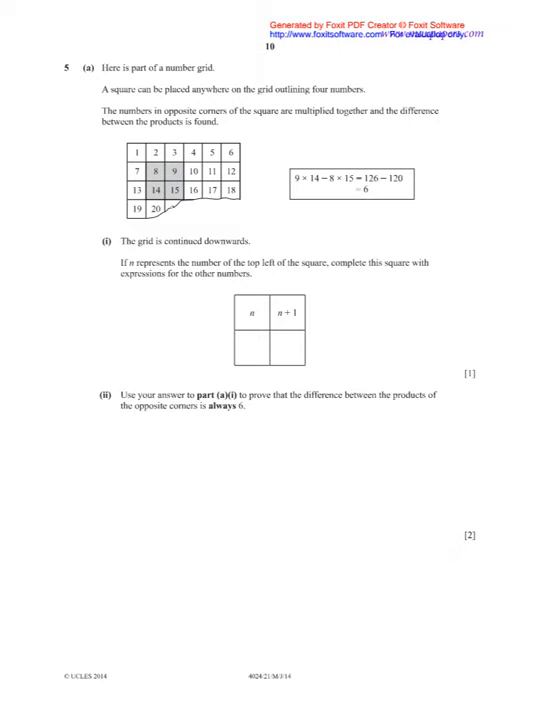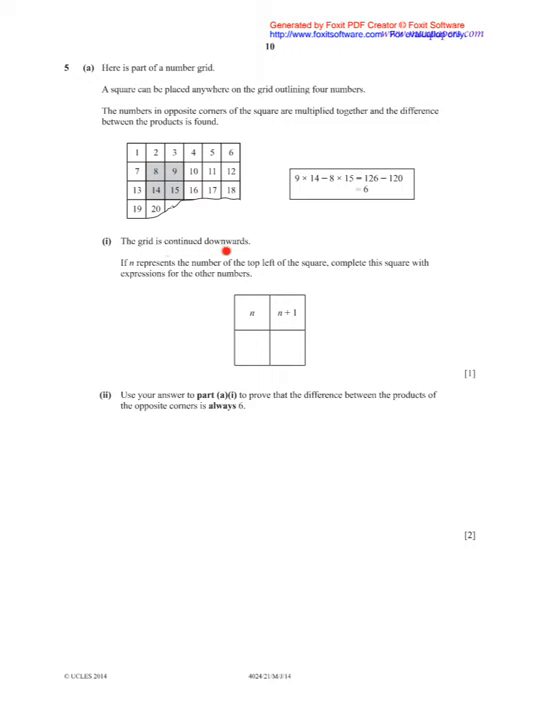It's question number 5 from the topic nth term. It says that a square can be placed anywhere on the grid outlining 4 numbers. These are the 4 numbers. The numbers in opposite corners of the square are multiplied together and the difference between the products is found, and that difference equals 6.